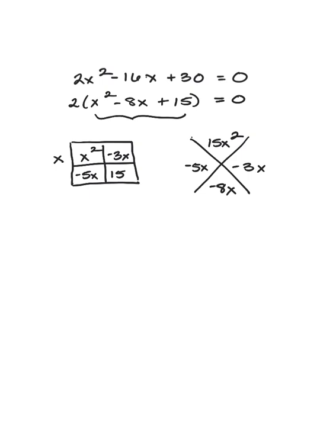Now I'm finding the dimensions. I need an x and an x to make x squared. I need a negative 5 here to make the negative 5x box. And I need a negative 3 here to give me a negative 3x in the top right box and a positive 15 in the bottom right box.